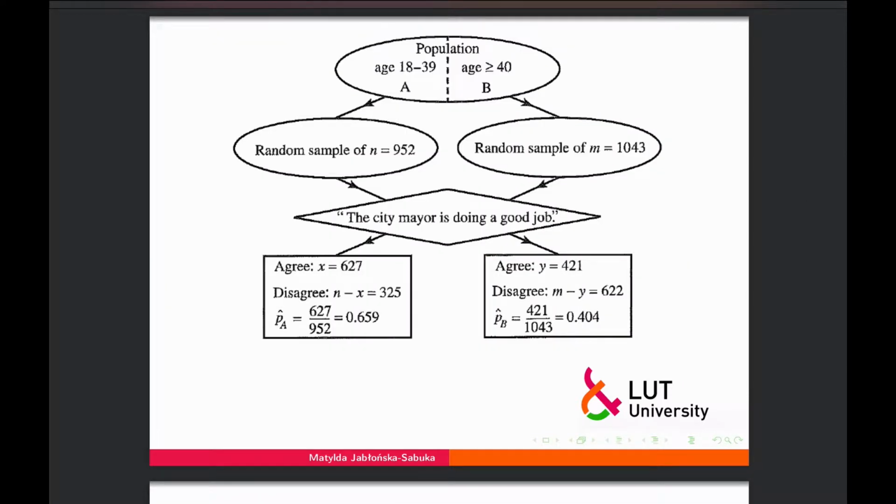So now if we look at more data from this sampling, so we have the whole population, but it is split by age. We have one group aged 18 to 39, and then others aged 40 plus. Now the two samples were a bit different. The total sample size for the younger people was 952, the older people 1043. They were all asked the same questions, and then there were some results from that poll. So we had 0.66 almost proportion of younger people agreeing with the statement and 0.4 of the older people. And we would like to test, are these two population proportions significantly different or are they the same?